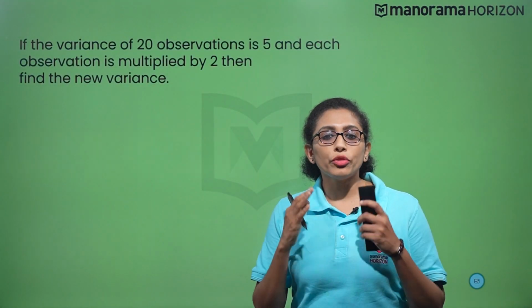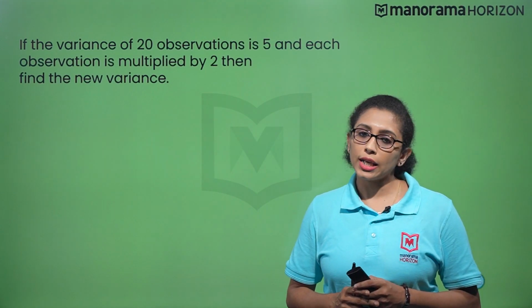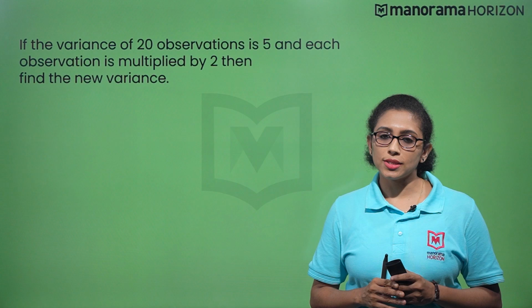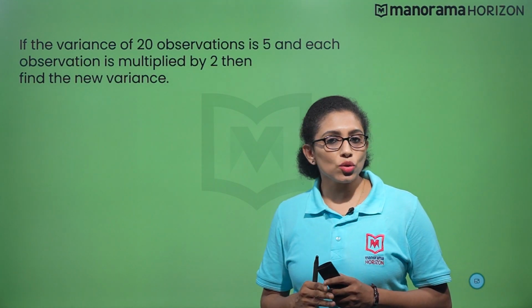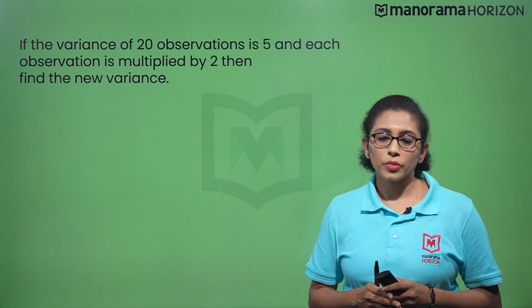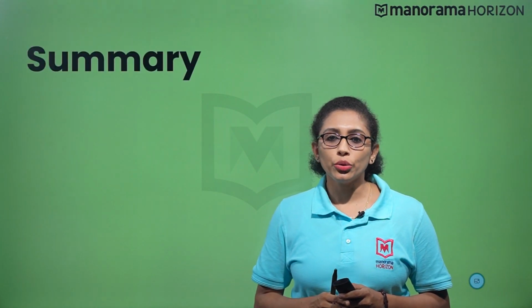Now it's question time. If the variance of 20 observations is 5 and each observation is multiplied by 2, then find the new variance. The answer to this question can be solved using the concept which we have discussed here. Now, let's do a quick recap.